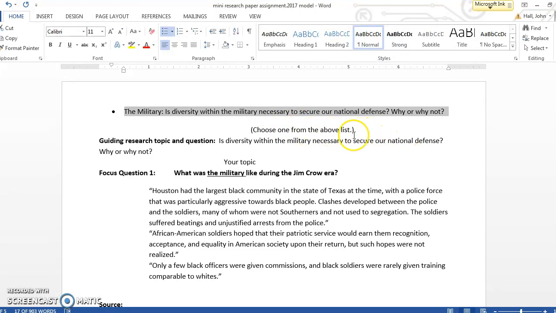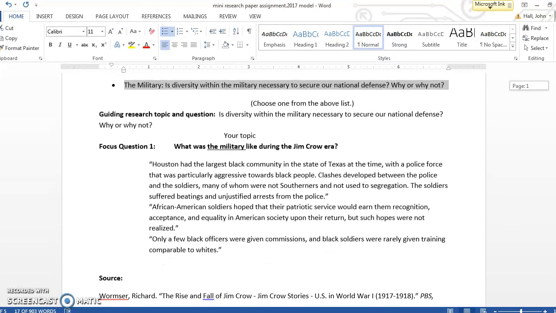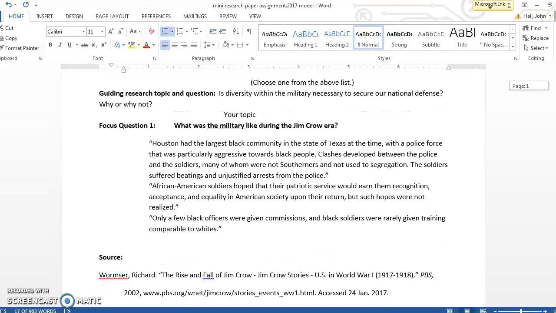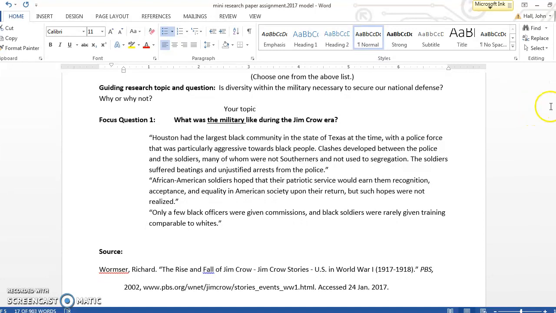Why or why not? Okay, now I've got here a modified version of the handout that I gave you, the first one on taking notes on the different researched sources that you were supposed to go and find during your research. So I went ahead and pulled up a source that I found on PBS, and it's probably one that some of you are using. My guess is you're using a different part of the same one, and it's from The Rise and Fall of Jim Crow.